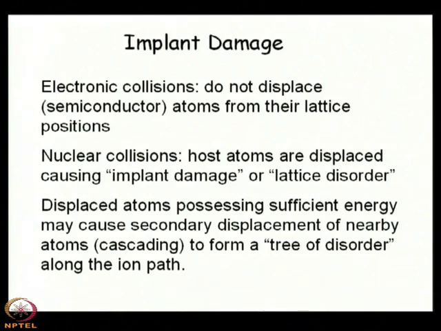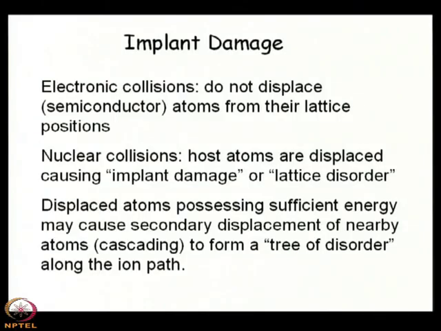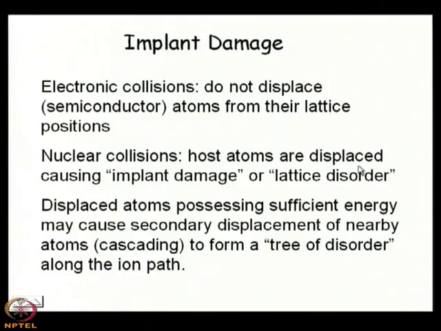Then the drawback of this implantation is that it can cause damage. Electronic collisions do not displace semiconductor atoms from their lattice position, obviously, because no atom is involved in an electronic collision, only electrons are involved. So, there will be no displacement of atoms in the crystal lattice for electronic collision. But for nuclear collision, host atoms are displaced, causing implant damage or lattice disorder.